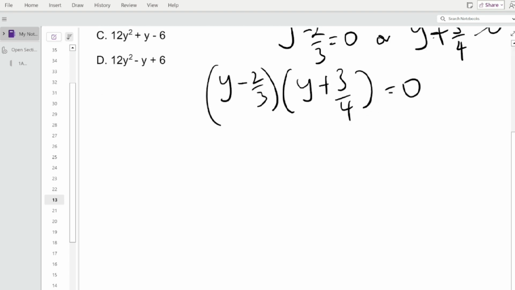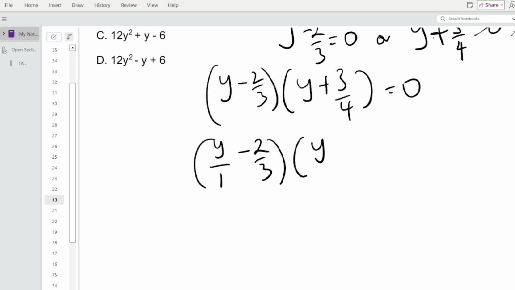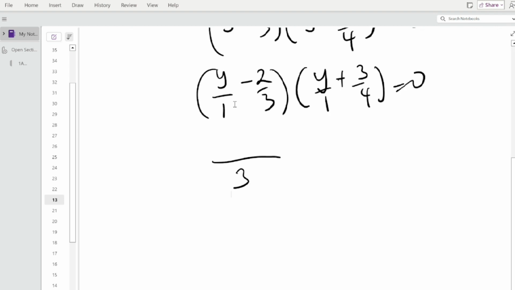You can just find the LCM. I think that's an easier way of doing each of them. This is like saying y over 1 minus 2 over 3 on this side, and on the other side you have y over 1 plus 3 over 4 equals 0. For the first part, the LCM of 1 and 3 is 3, so 3 divided by 1 is 3. 3 times y is 3y. Then you put your minus sign. It's like solving fractions. 3 divided by 3 is 1. 1 times 2 is 2 in bracket.